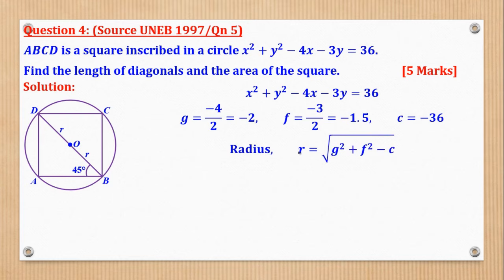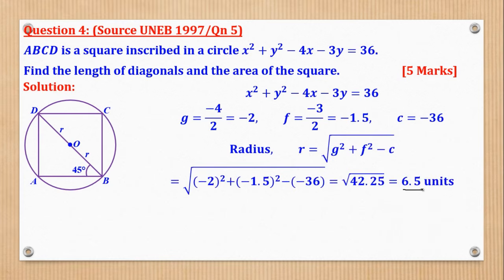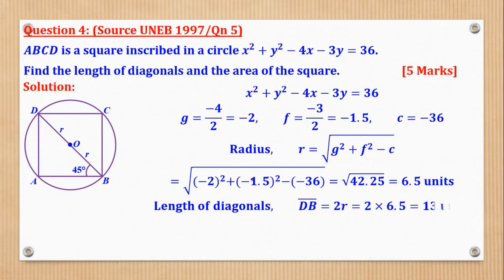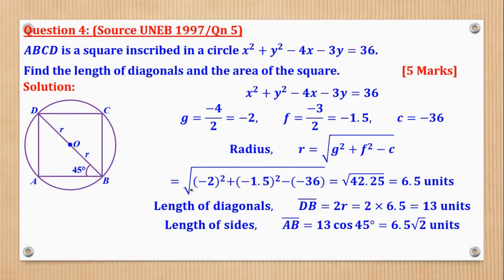That implies that the radius can be got from this formula. So substitute for G, F, and C to come up with 6.5 units. Therefore, the length of the diagonal is twice the radius, which will be 13 units. The length of the side is got by, because I have this one and this angle, I can easily get this length AB. So AB will be 13 cos 45, which gives you 6.5 root 2 units.